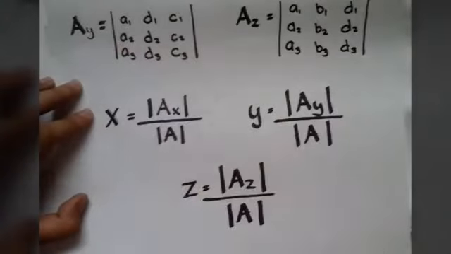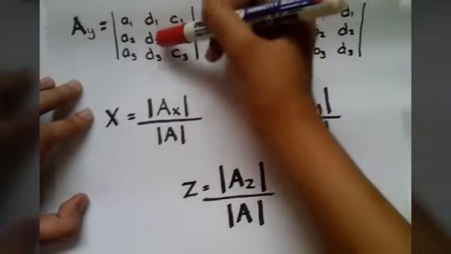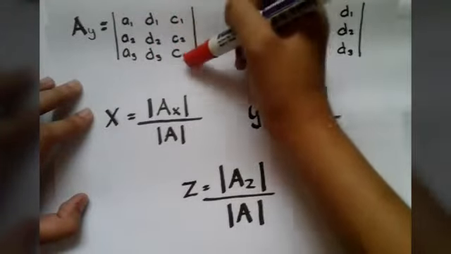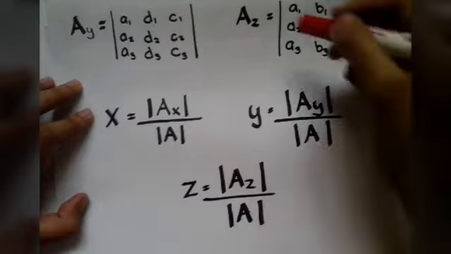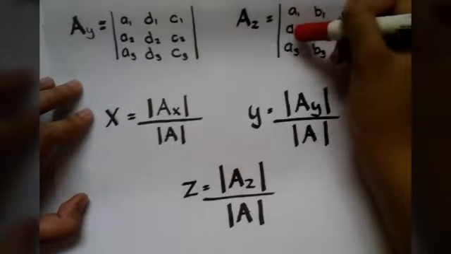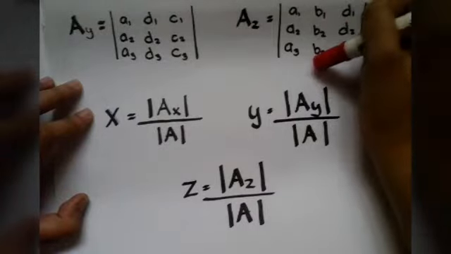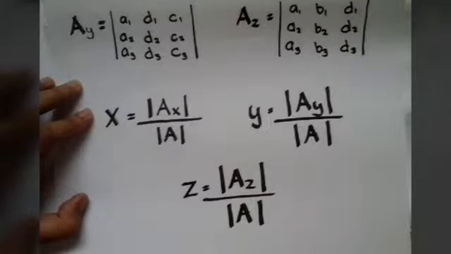Here in A sub y, we are just going to change the value of B to the value of D. So it will become A sub 1, A sub 2, A sub 3, D sub 1, D sub 2, D sub 3, C sub 1, C sub 2, C sub 3. And for A sub z, we are just going to change the value of C to the value of D. So it will become A sub 1, A sub 2, A sub 3, B sub 1, B sub 2, B sub 3, D sub 1, D sub 2, D sub 3.